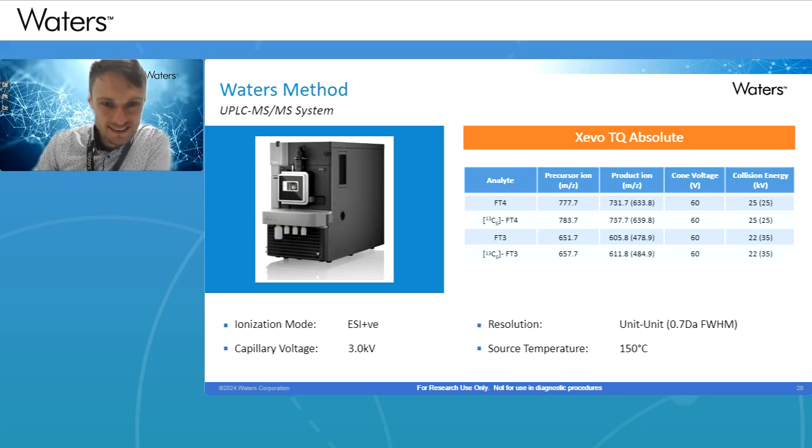Where was I? Yeah, so the TQ absolute conditions, we ran the unit resolution being approximately 0.7 Daltons at full width, half maximum height. And as you can see in the table, the mass to charge ratios of our analytes are shown here, and also the cone and collision voltages that we used, including the qualifier ions.